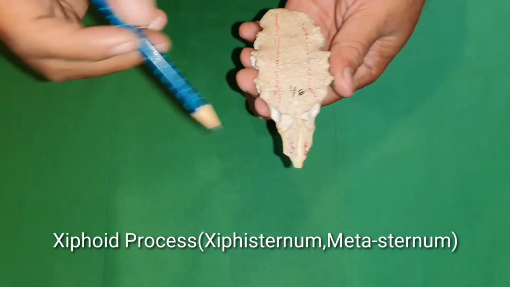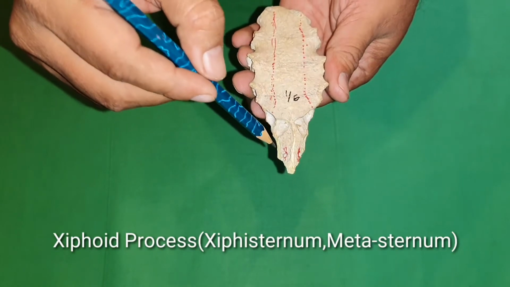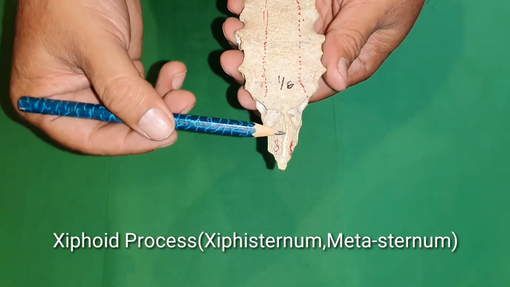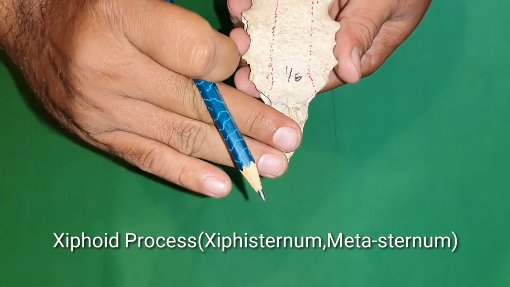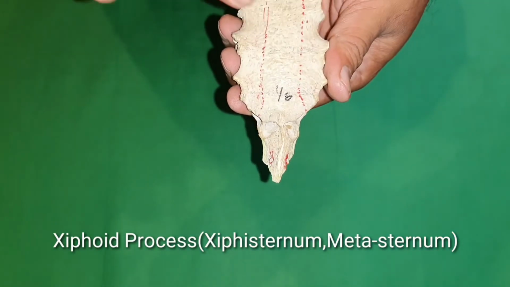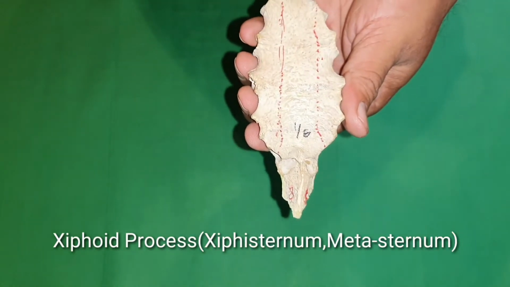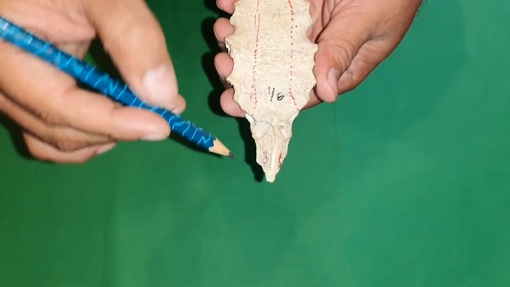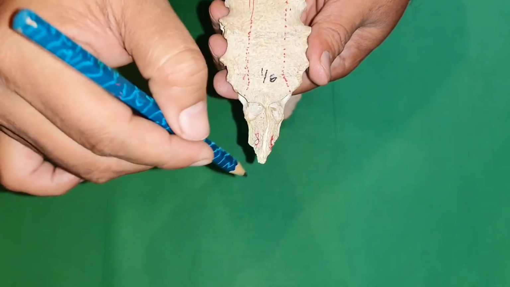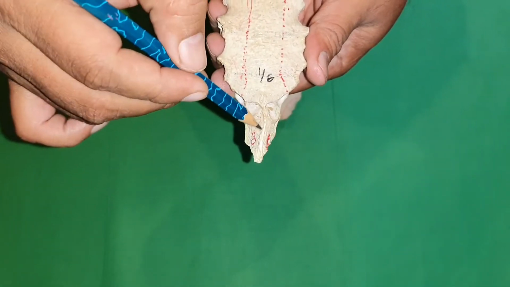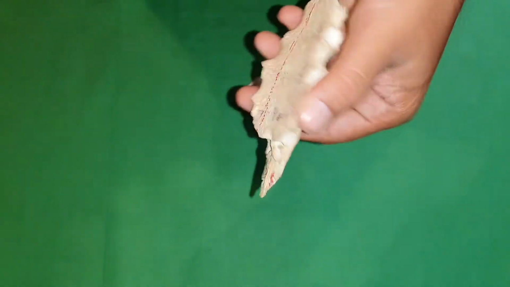Now below the body, this triangular area is known as the xiphoid process. The level of the xiphoid process lies deeper than that of the body of the sternum. It is triangular in shape. It has two lateral margins and a tip, and then it has an anterior surface as well as a posterior surface.